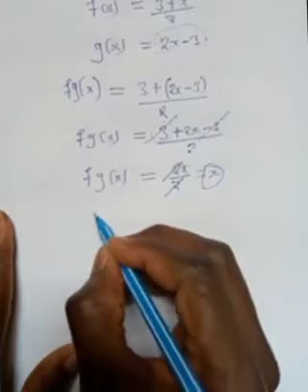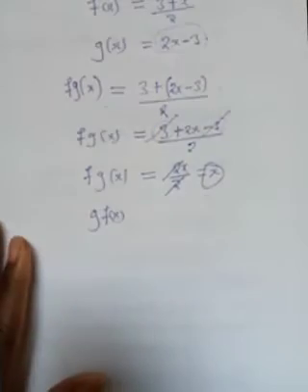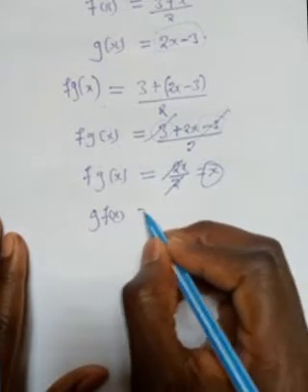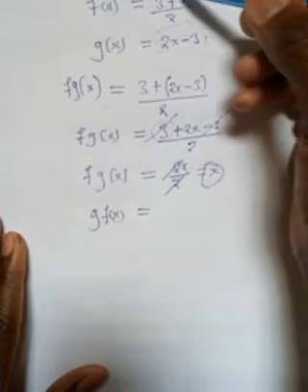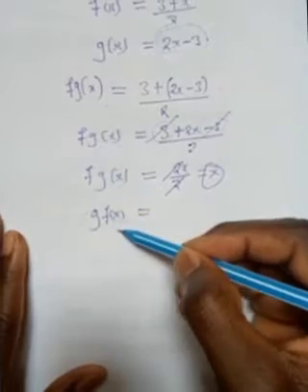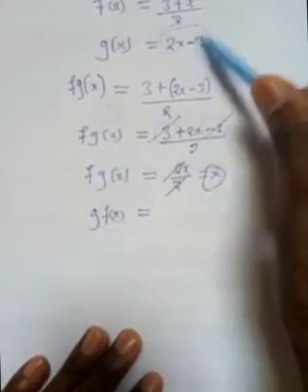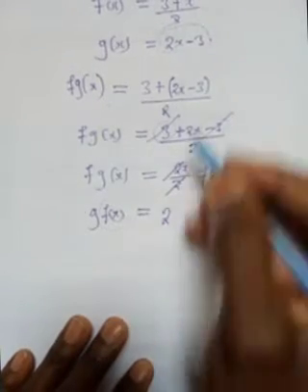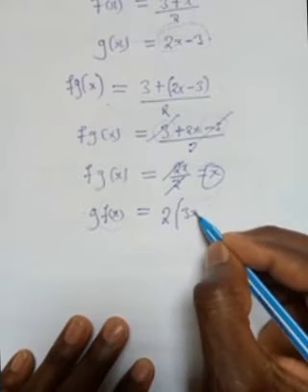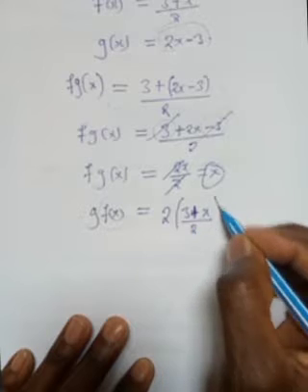Then you come to g of f of x. If these two functions give you the same answer, it means they are inverses of each other. Remember we have f of x, which is this one, and g of x, which is this one. The one in front means you take the function f of x and put it where there is x in g of x. So we're going to have 2 open bracket 3 plus x, over 2, close.